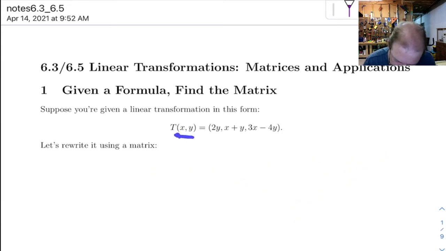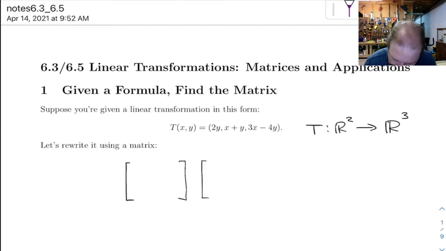This is taking in an ordered pair and spitting out an ordered triple. So T is going to map R2 to R3. So what we've got is a matrix here, and it's multiplied by (x, y), and that's going to give us (2y, x plus y, 3x minus 4y).